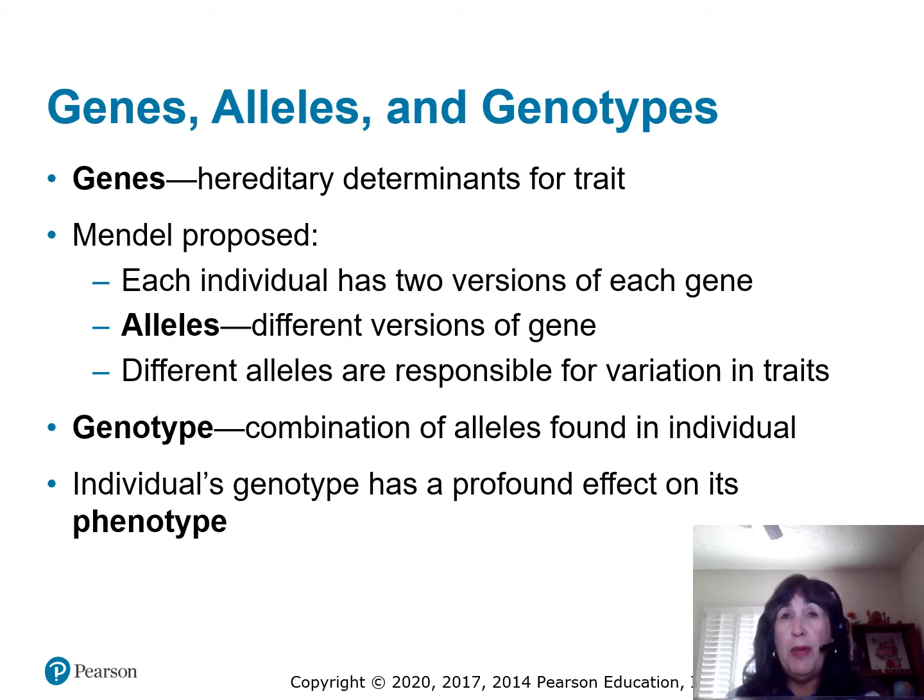So if it's two big T's, it's homozygous dominant. If it's a big T and a little t, it's heterozygous. And if it's two little t's, it's homozygous recessive.